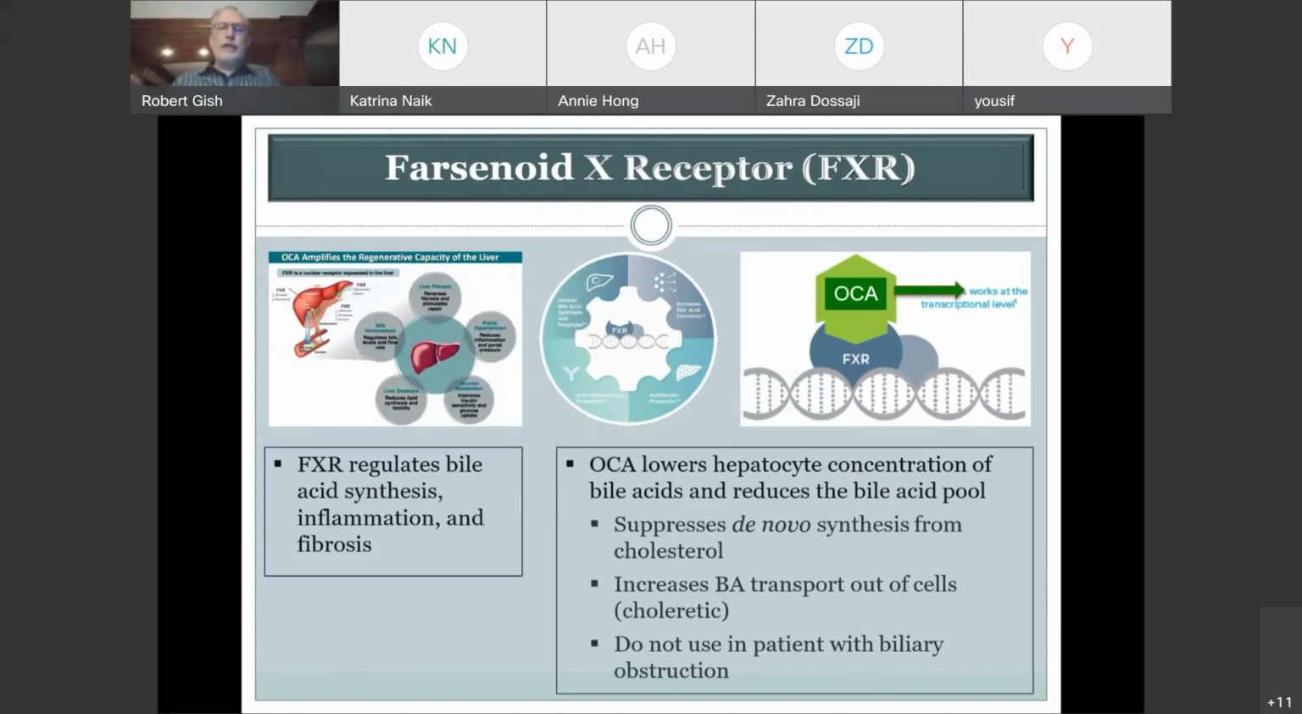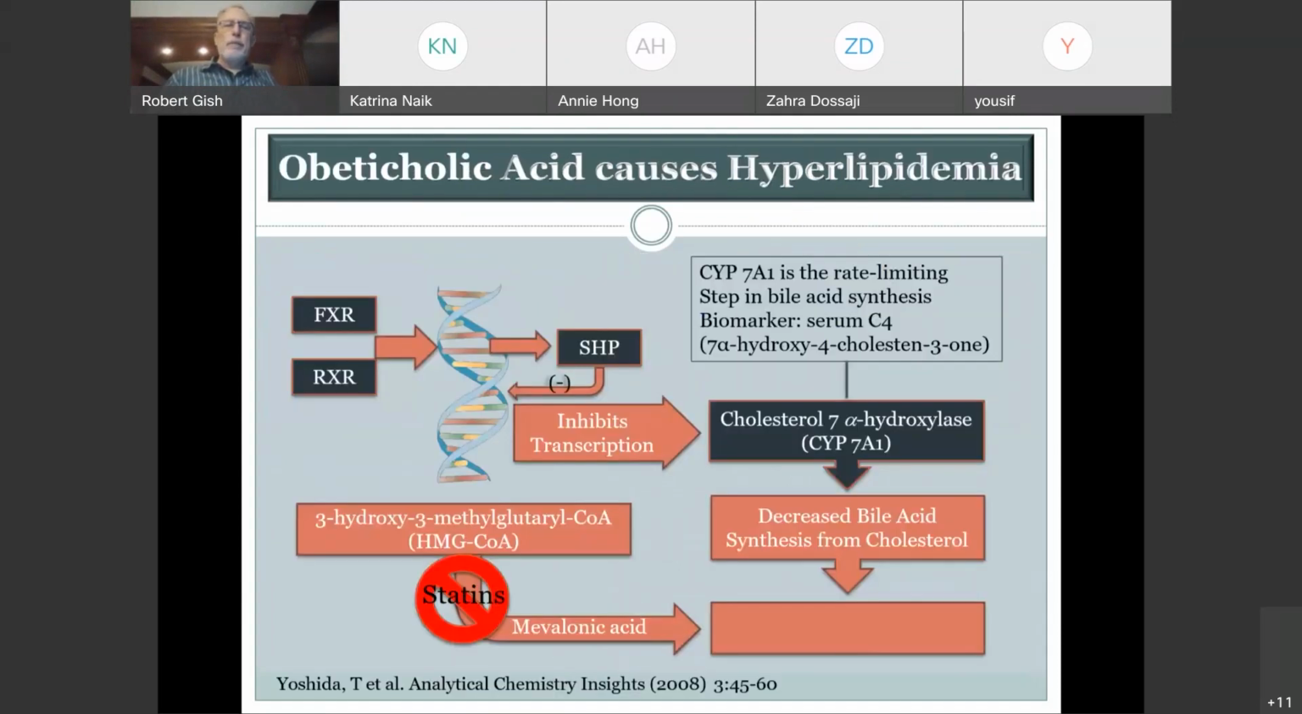Intercept submitted an application to the FDA for OCA to be approved for NASH because they met their endpoint of improving fibrosis. The FDA was so concerned about this hepatotoxicity that they sent a letter to the company saying, no, we're not going to approve your drug. You need to submit more safety information.